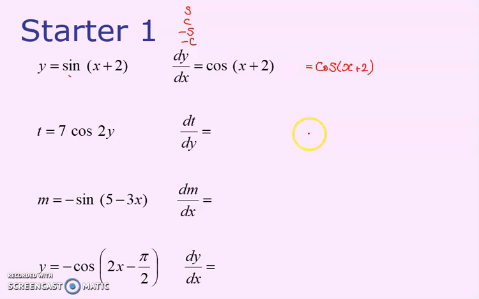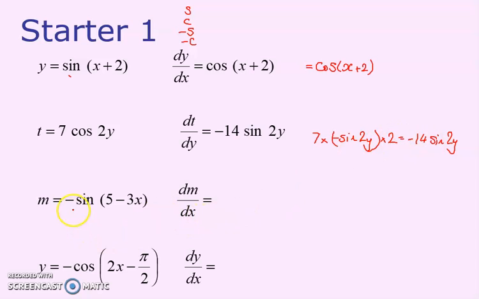So this second one, it says, interestingly, t equals something in y, so that's why we've got dt by dy. Other than that, it says 7 cos of 2y. Now, cos becomes minus sine. So this becomes 7 times minus sine of the 2y. And then I have to times by the differentiation of that 2y, which of course is 2. I reckon that's minus 14 sine of 2y.